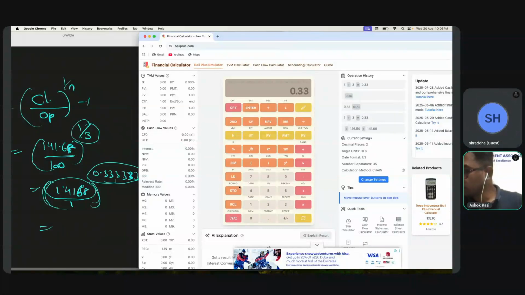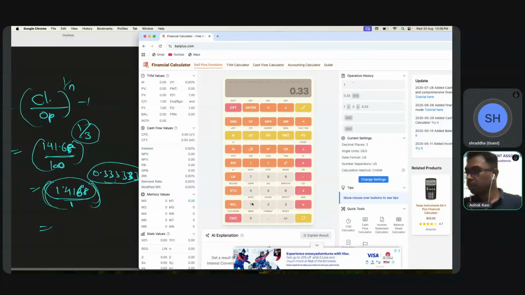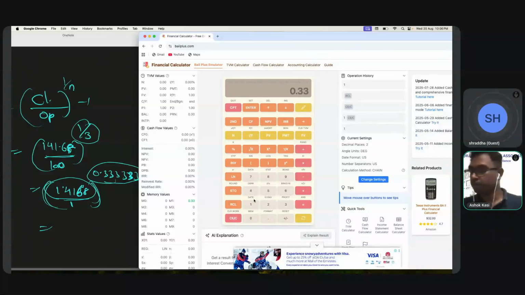So what will I do? I will just store this number. Store means memory. Store 1. Now, if you want to see that number again, all you have to do is recall 1, and you will get back that number. Like this, you can store any number.